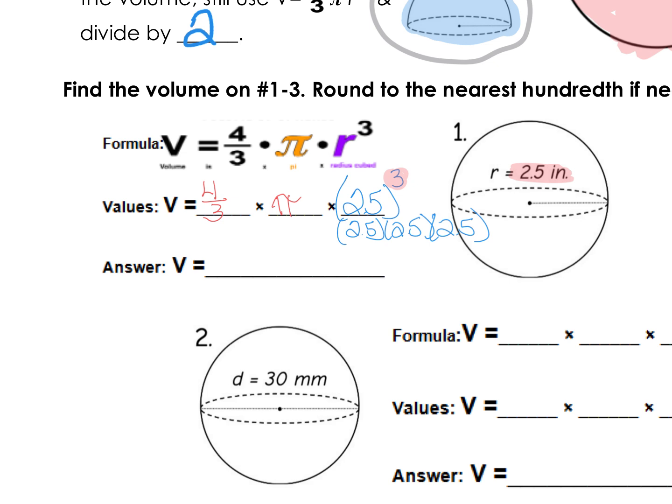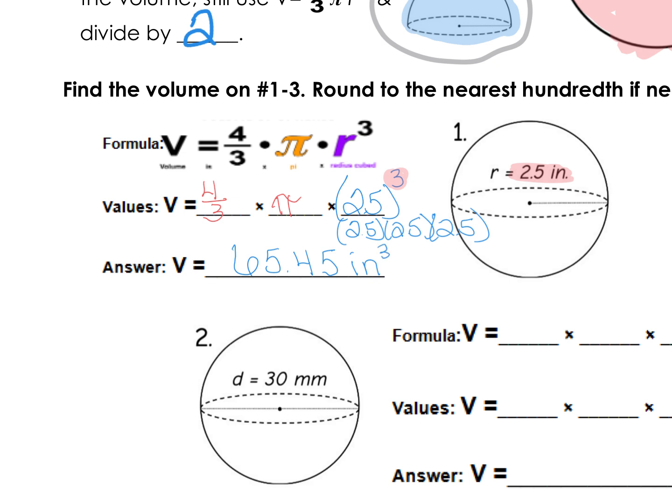Well, if you're like me, I got something to the effect of 65.44984. So rounded to the nearest hundredth, it's 65.45. Rounded to the nearest hundredth is 2 decimal places after the decimal. And now I'm going to put in my label. I'm dealing with inches, and because it's volume, 3-dimensional space, cubed.